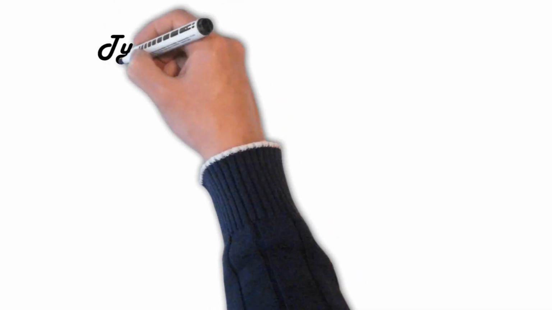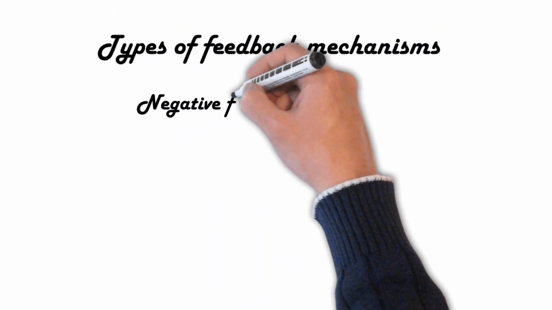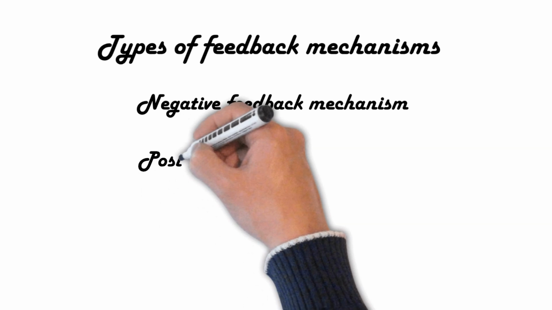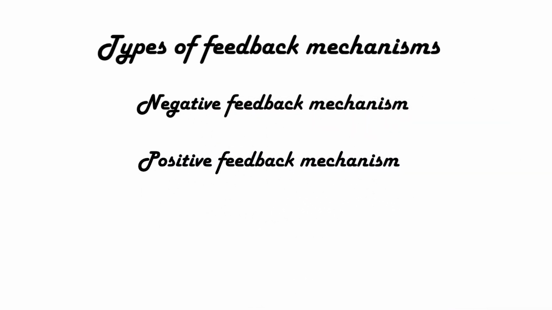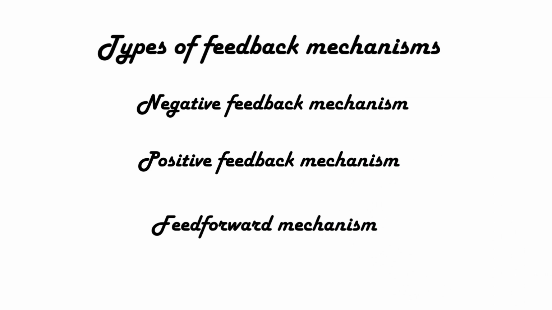So what are the feedback mechanisms that are present in our body? The first one is negative feedback mechanism, which is the most utilized feedback mechanism in our body. The next one is called as positive feedback mechanism. And one more is called as feed-forward mechanism. We'll look into each one of these in detail.